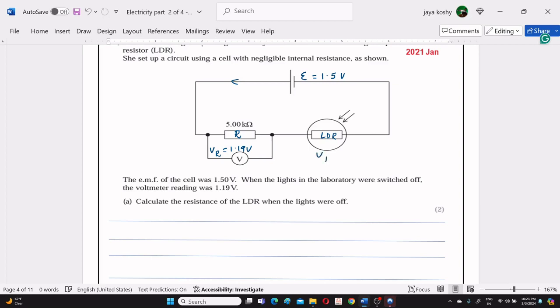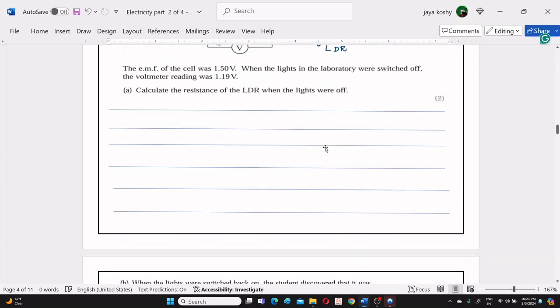Let us call this the voltage of the LDR. So the total EMF is the sum of the voltage of the resistor plus the voltage of the LDR. So we can find the voltage of the LDR, which is E minus VR, and E is given as 1.5 minus 1.19, and on calculation we are getting 0.31 volts. This is the voltage across the LDR. Now the question is, calculate the resistance of the LDR.